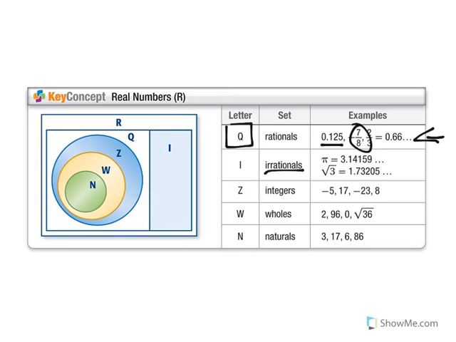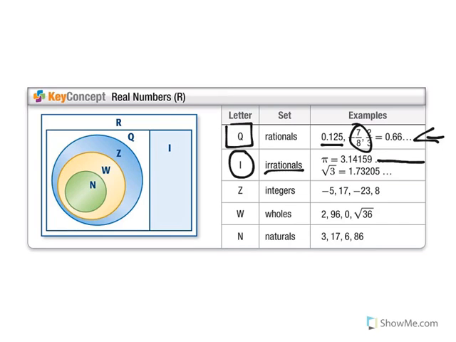Okay? Irrational numbers are numbers that go on and on and on forever. They do not end. So for instance, the square root of 3 is a number that does not end. If you look in your calculator and you plug in the square root of 3, you will see that the decimals go on. Irrationals are denoted by a capital I.